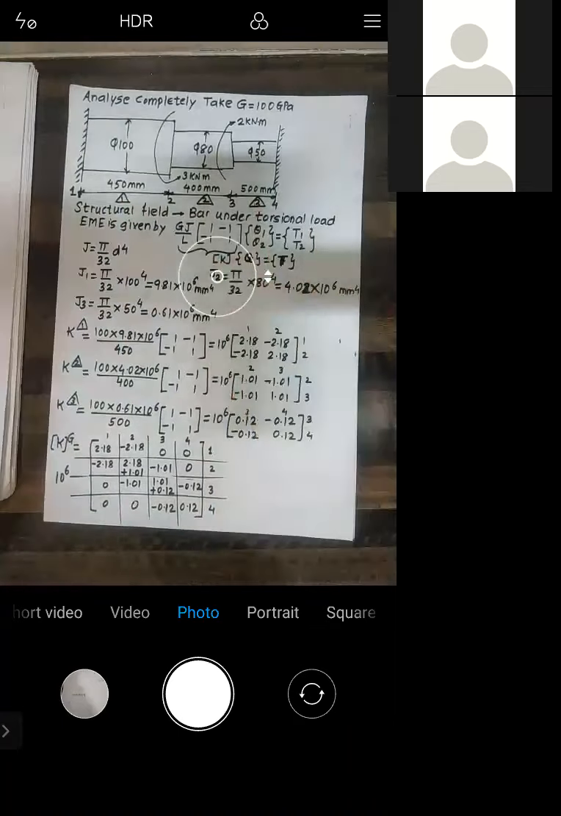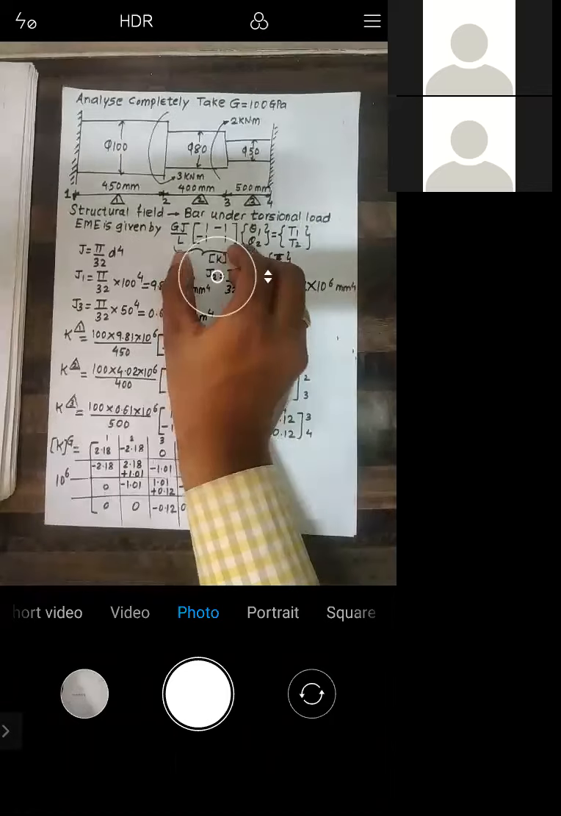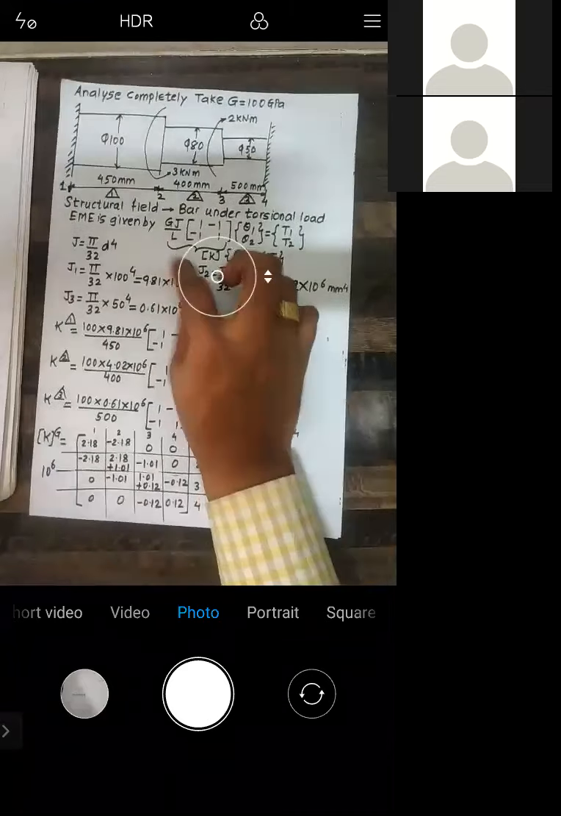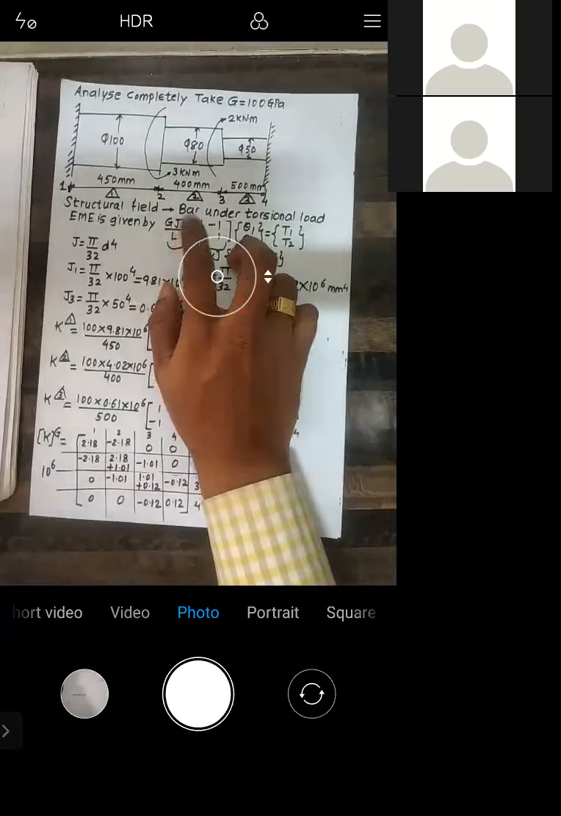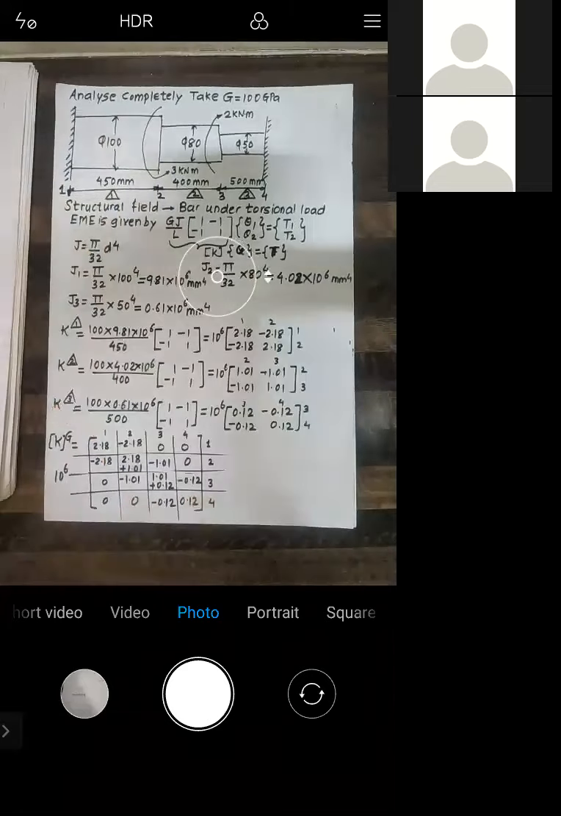Now, by looking at the problem, you understand that it belongs to the structural field. That is basically a bar which is applied with a torsional load, for which the governing equation is (G J by L) times the matrix [1 -1; -1 1] times [theta 1, theta 2] equals [T1, T2], where this particular term is called the stiffness matrix. This is multiplied by displacement and is equal to torque. To apply this equation, you should calculate the value of J for every element. What is the formula for J? It is a circular one, so it is pi by 32 d raised to power 4.